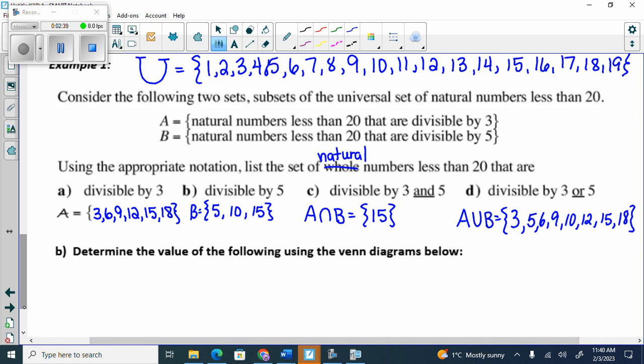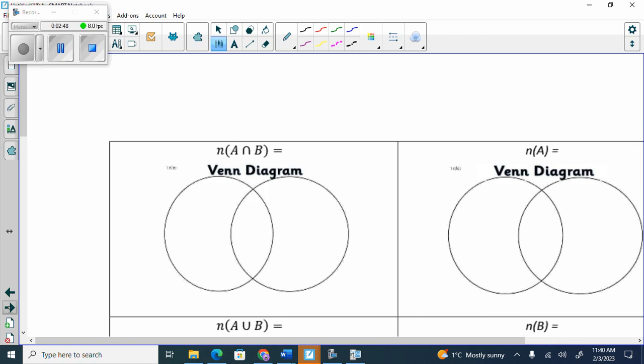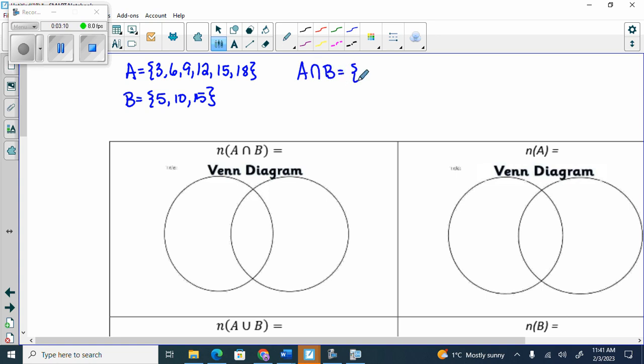So at the top, I'm just going to write these down so that you don't have to flip back and forth. So on the very top, write down your A, your B, your A and B. So here I'm going to write my A is 3, 6, 9, 12, 15, 18. My B is 5, 10, 15. My A and B is just 15.